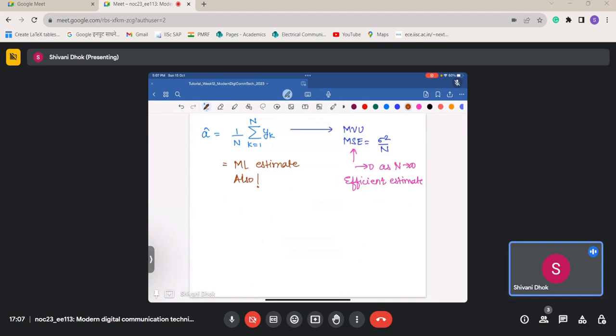which means that in this situation your ML estimate is also giving you an efficient estimate, which is your minimum variance unbiased estimate, and also it is achieving your Cramer Rao lower bound. Okay, so this is something interesting that you can note down for this particular setup. This may not be true every time. For few examples it will be, for few examples it won't be true. It won't be true in general. But in this particular case you're getting it like this.